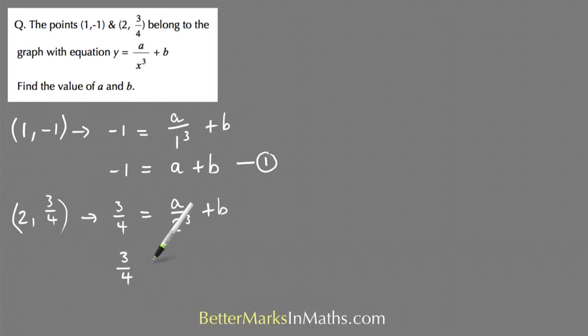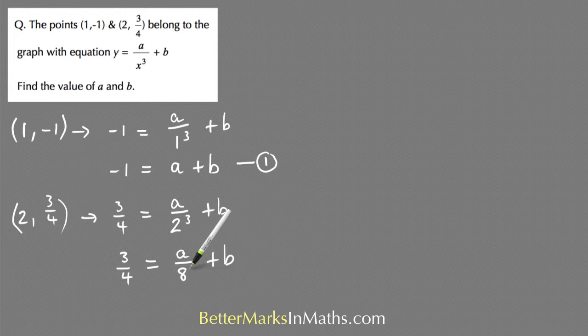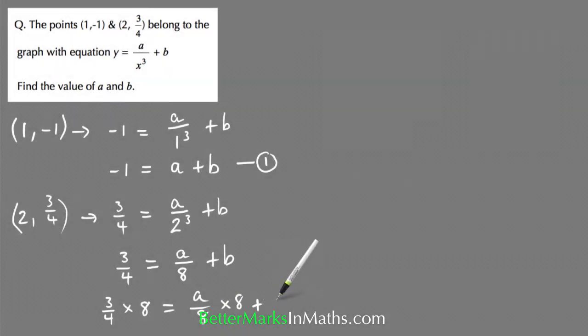so 3/4 is equal to a on 8 plus b, and then the easiest way of getting rid of the fractions here is timesing everything by 8, so 3/4 times 8 is equal to a on 8 times 8, and then also timesing that b by 8. And that's a pretty good thing to do whenever there are fractions in equations you are trying to solve. Get rid of the fractions as soon as you can, and it just makes the rest of it a lot easier. So 3/4 times 8, that's really 8 over 1.